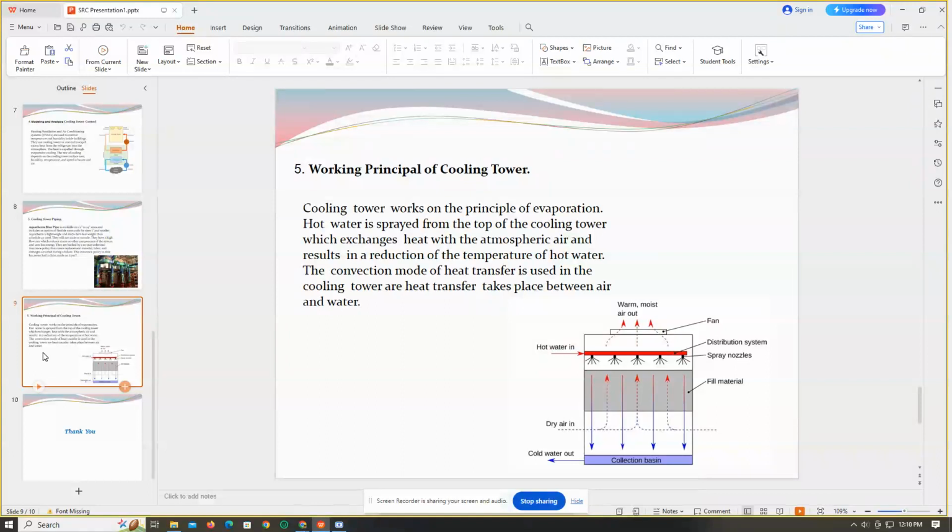The convection mode of heat transfer is used in the cooling tower, where heat transfer takes place between air and water.